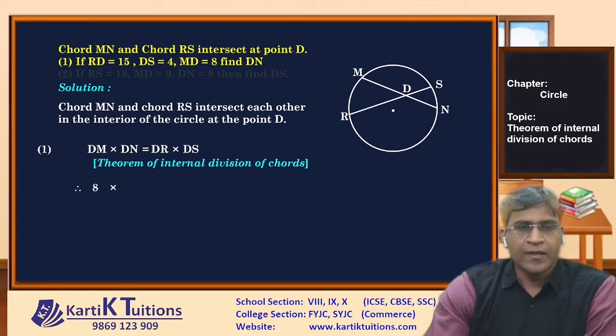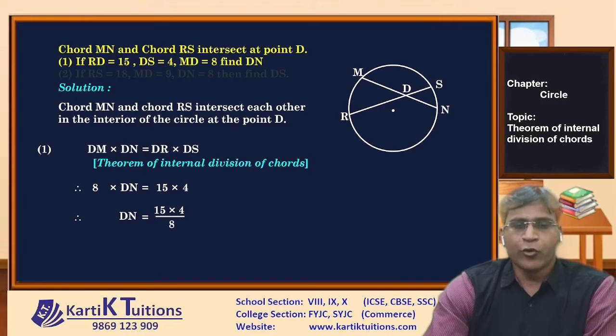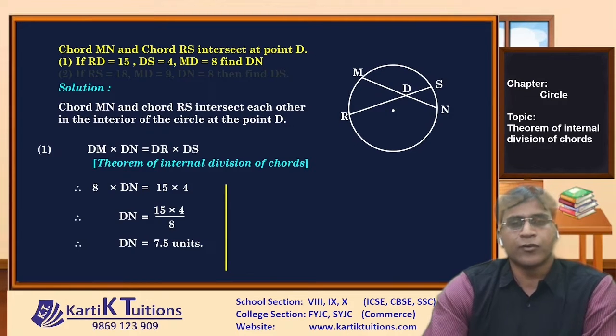So 8 into DN is equal to 15 into 4. Now DN on this side, everything else on the other side. So it becomes DN is equal to 15 into 4 upon 8. 4 ones are 4, 4 twos are 8, 2 ones are 2, 7.5s are 7.5. So you'll get DN as 7.5 units. I hope you understood till here.